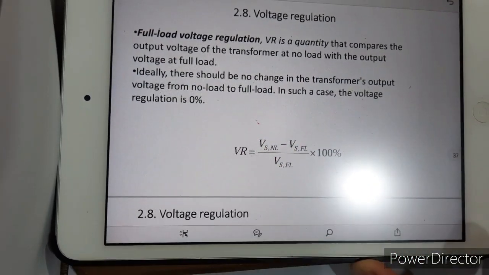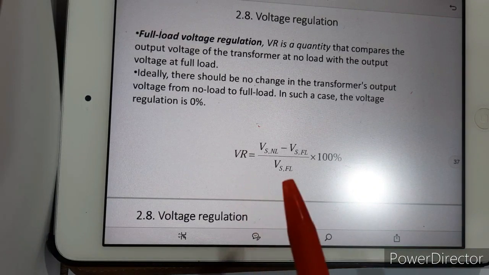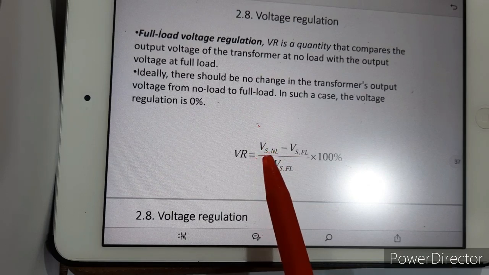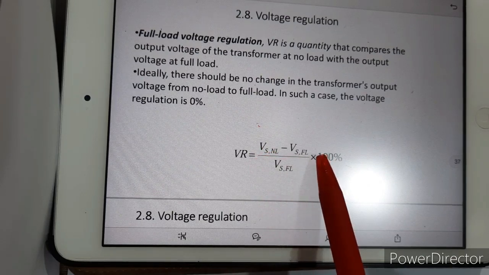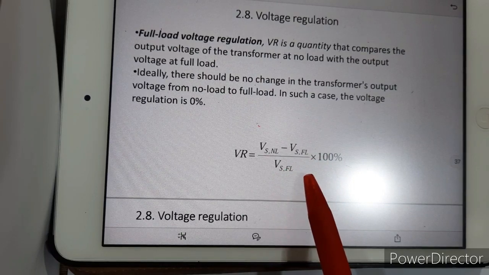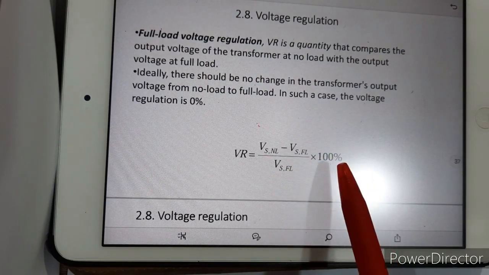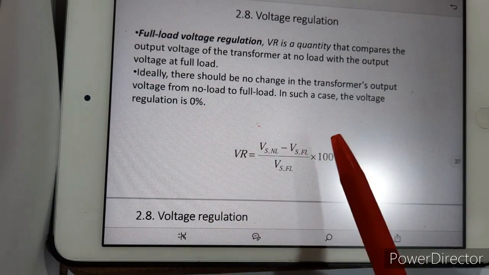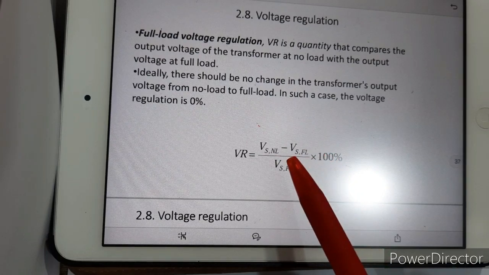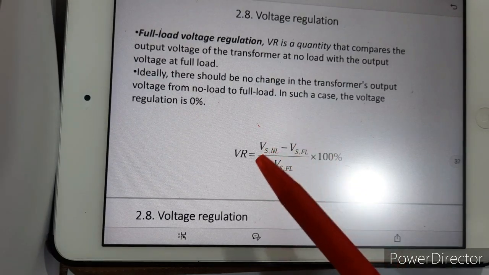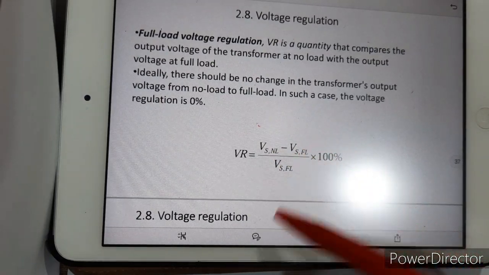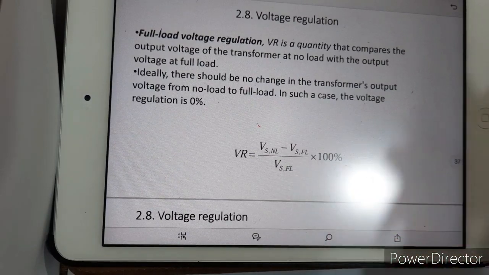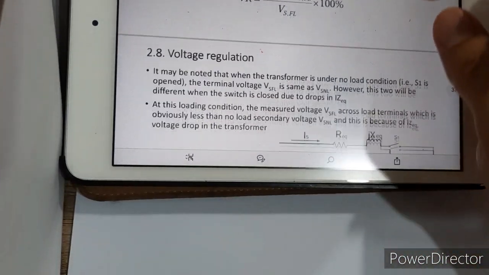So in general, the voltage regulation formula is Vs no load, where Vs stands for secondary voltage, minus Vs full load, divided by Vs full load, multiplied by 100%. So the good voltage regulation is nearest to 0%. It differs from efficiency. The higher the efficiency, nearest to 100%, the better the system is considered.